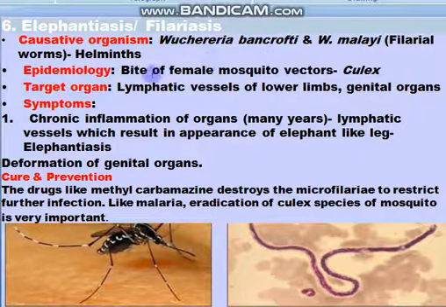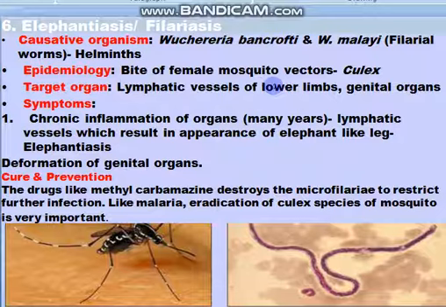And how is it transmitted? It is transmitted through the bite of the female Culex mosquito. In malaria, that was the female Anopheles mosquito, and in elephantiasis, it is the female Culex mosquito, which is the vector for causing elephantiasis. This disease targets the lymphatic vessels of the lower limbs, genital organs, etc. So in elephantiasis, lymphatic vessels are affected.